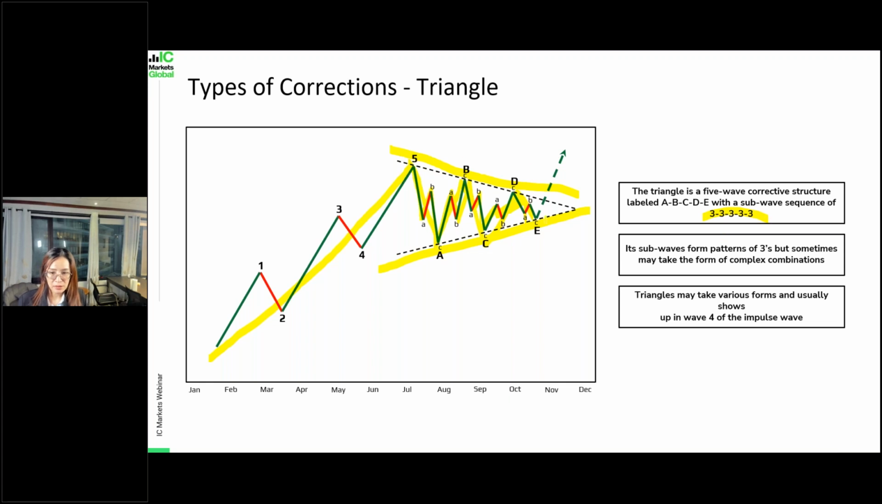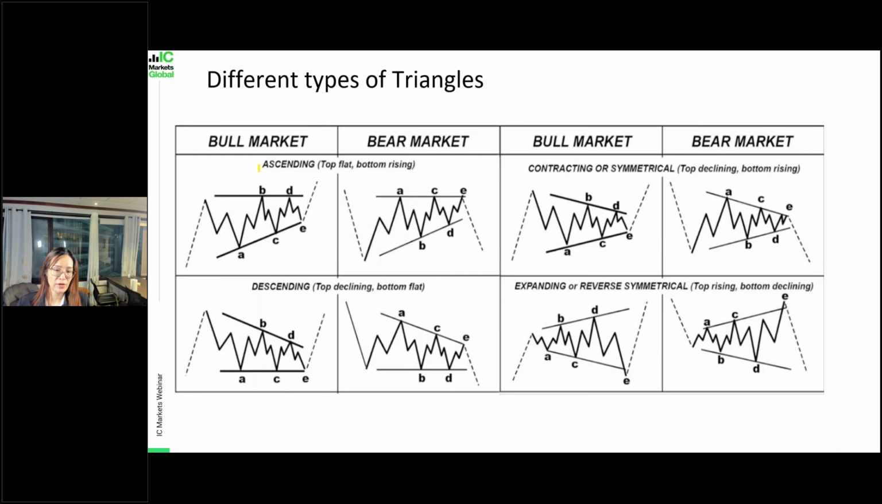After that, there will be a break above here. Usually we wait for price to pull back and then we buy. It is traded based on the breakout of the triangle, either bullish or bearish. And there are different types of triangle. Here, for example, they have ascending, contracting, descending, and expanding or reverse symmetrical triangle. It looks like this, it could expand like this. This is just for example in bull and bear markets.